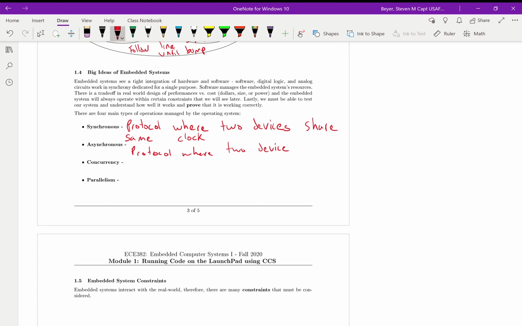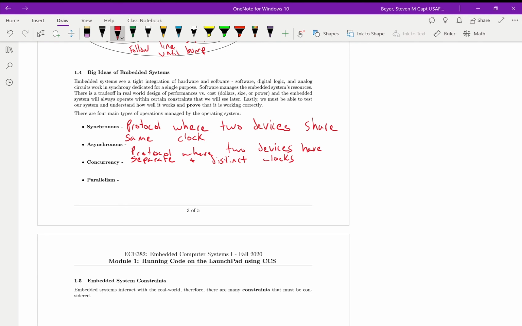For example, the distance sensors that we're going to add to the robots, those are going to operate at a different period than the motors. And then also you can think of asynchronous might be like the bump, someone hitting the bumps, the robot running into the wall. That's not going to be based on any kind of clock. That's going to be asynchronous. It's just going to happen when it happens.